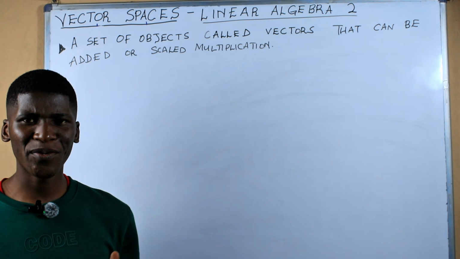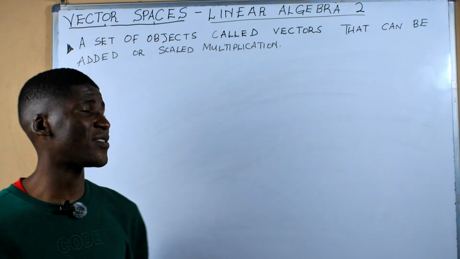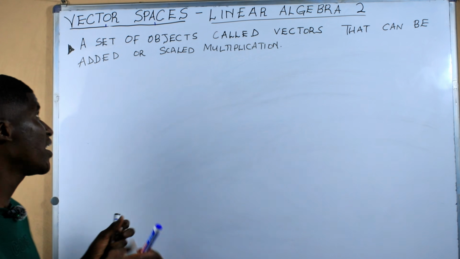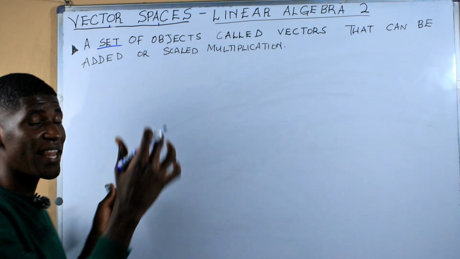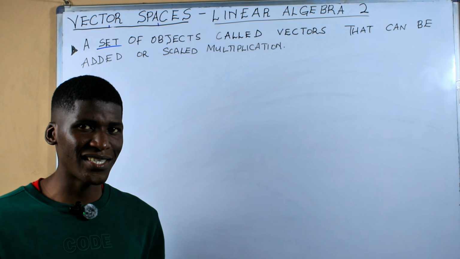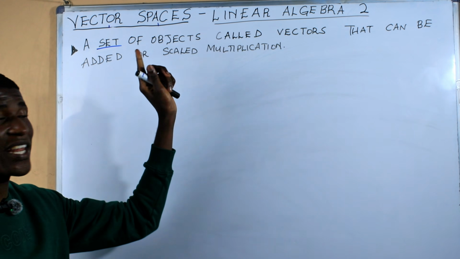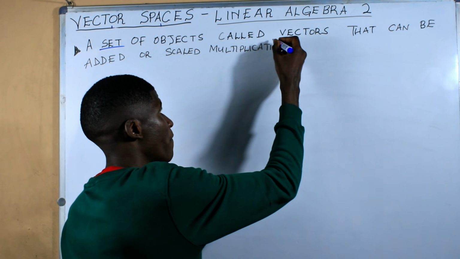So in this case, when we're talking about a vector space, we say that this is a set of objects. So it is a set, by the way. And remember, a set collects items that have got similar properties or items of the same kind. So it is a set of objects, and those objects are known as vectors.